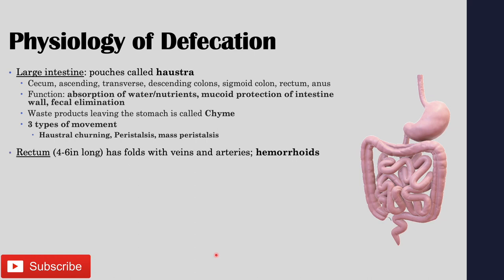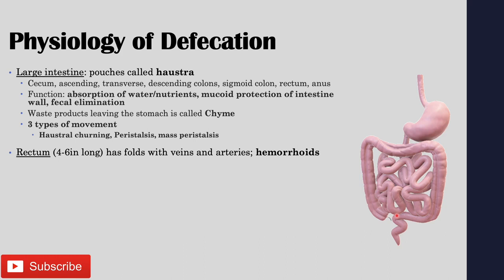And then we also can revisit the rectum. Remember, the rectum comes right after the sigmoid colon. It's about 4 to 6 inches long, and it has folds within it. Each fold has one vein and one artery, and whenever a vein of the rectum gets distended, either from straining at a bowel movement or repeated pressure, this creates a hemorrhoid.